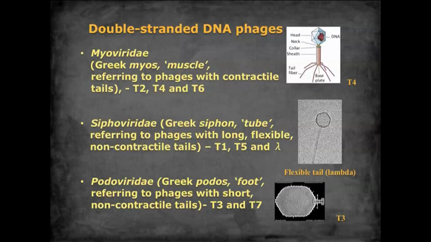Viruses of all these families can infect E. coli. Myoviridae got its name from the Greek word myos. Myos means muscle. The viruses belonging to this family have a contractile tail. T2, T4, T6 belong to this family. The name Siphoviridae came from the Greek word siphon, or tube. These viruses have a non-contractile tail, but the tail is flexible. And Podoviridae got its name from the Greek word podo, meaning foot. They have a very short non-contractile tail.